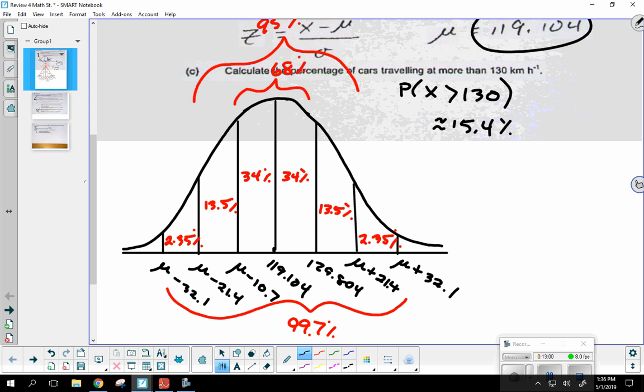Okay. So if it were going to do something specific like this, and you could easily create the table, you could say, okay, what percentage of people's speed is between 119.104 and 129.804? Well, it's 34%. Okay. What percentage of people are less than 129.804 kilometers per hour? Well, then what would you do there? There you go. You just add up 34, 34, 16, 13.5, and then 2.35.